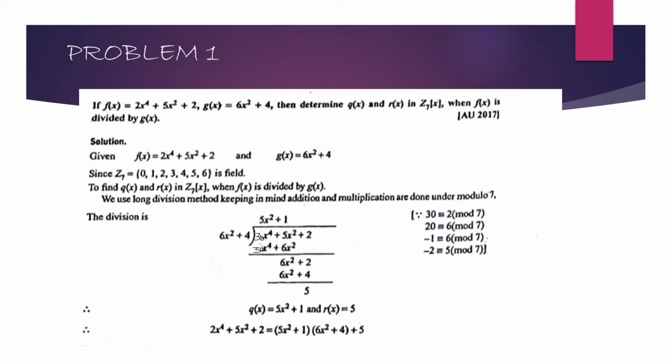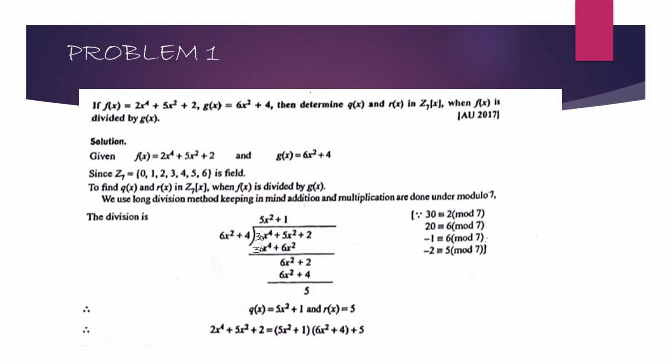So now how do I write modulo 7? Modulo 7 starts from 0 and ends at 6. So totally you should have 7 terms here. It's a field. So how do I find the quotient and the remainder? It is the same as we have done in the previous lectures. So we use the long division method.